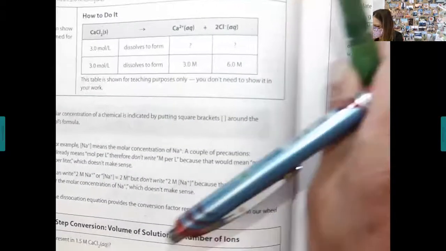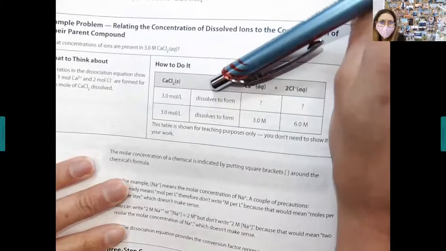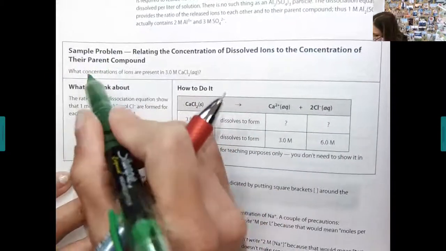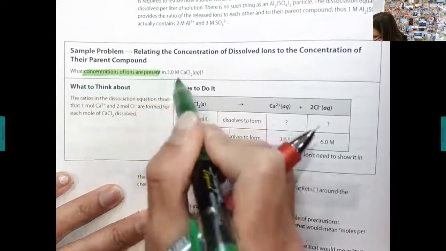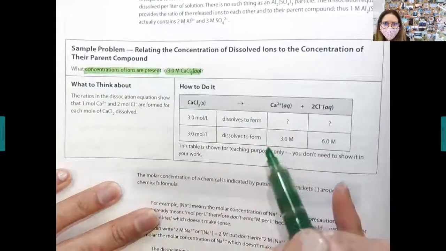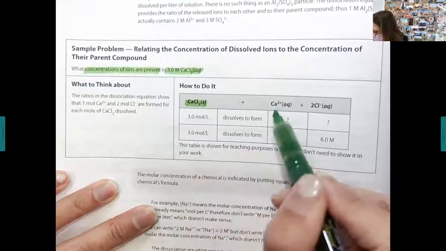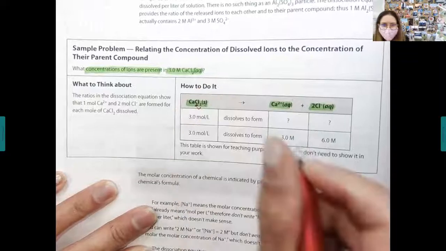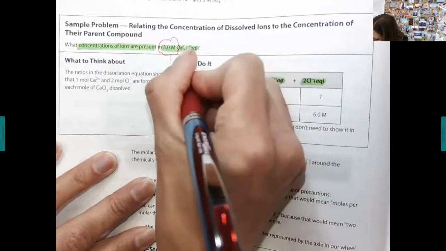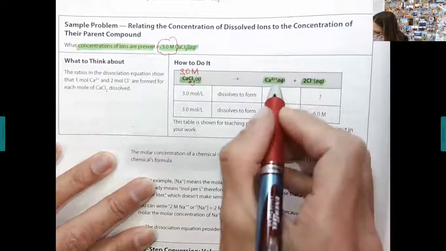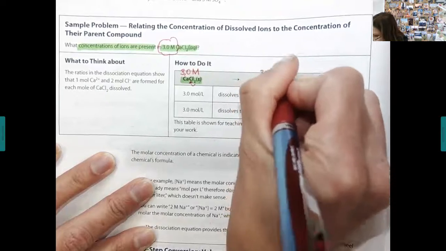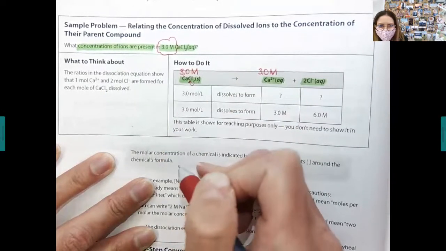if you're given the concentration of a solution, you can calculate the concentration of its ions. So when they ask you in a sample problem, what concentrations of ions are present in 3 molar calcium chloride? So calcium chloride is going to disassociate into a calcium ion and 2 chloride ions because there's a little subscript 2 there on the chloride. So if they give you the concentration of the solution, this is 3 molar. If I only have 1 calcium ion forming, then that concentration is 3 molar. It will be identical to the concentration of the solution that I was given.